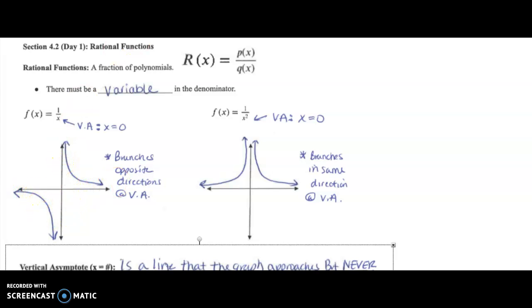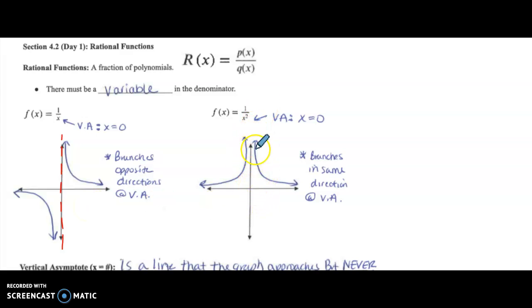We also talked about this idea of the vertical asymptote. Here, the vertical asymptote would be at x equals 0, because in this fraction, x cannot equal 0. You can't divide by 0. So if you have x equals 0, then there is no y value. We call this the vertical asymptote. We'll talk about that in a second here in the definition.